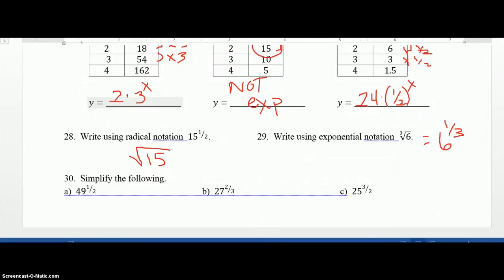Number 30. Simplify the following. This is when you actually want a numerical answer. So raising something to the power of 1/2 is the same thing as square rooting. So you have the square root of 49, which is 7.